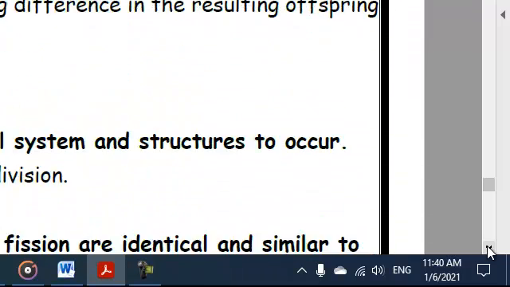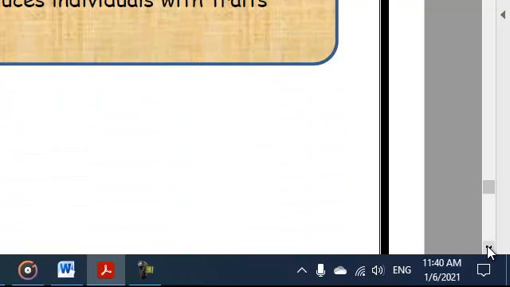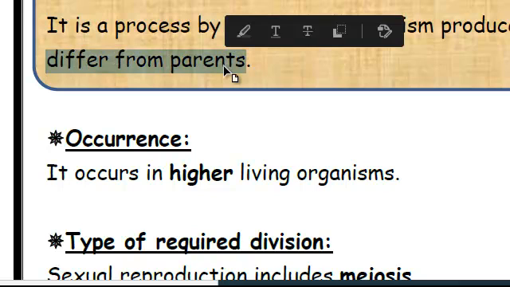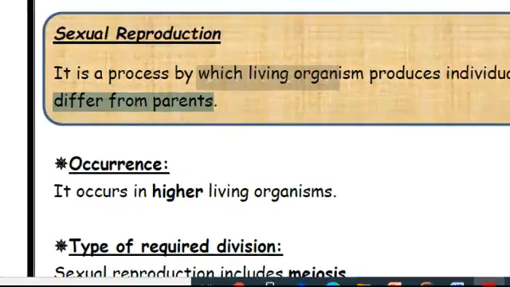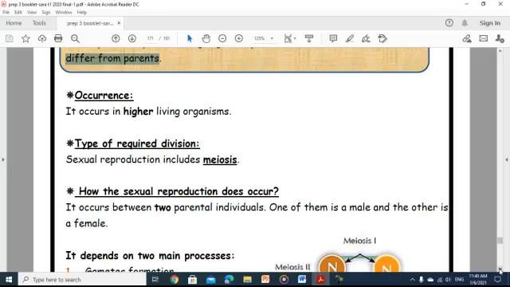The next one, we call it sexual reproduction. Sexual reproduction is the process by which living organisms produce new individuals, but with traits different from their parents. Why? Because the genetic material or chromosomes come from two sources, half from male and the other half from female. So the new individual is different, not a copy from male or female, and contains the properties of both of them. So the new individual is different.